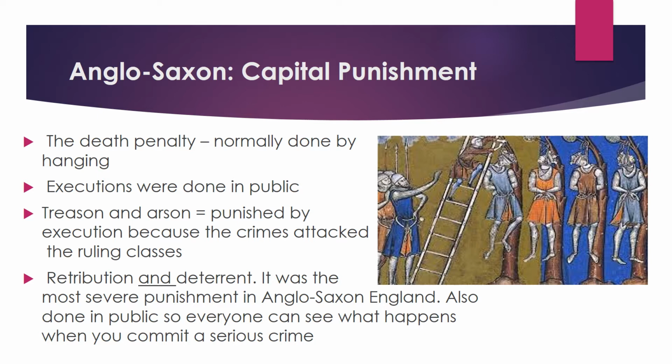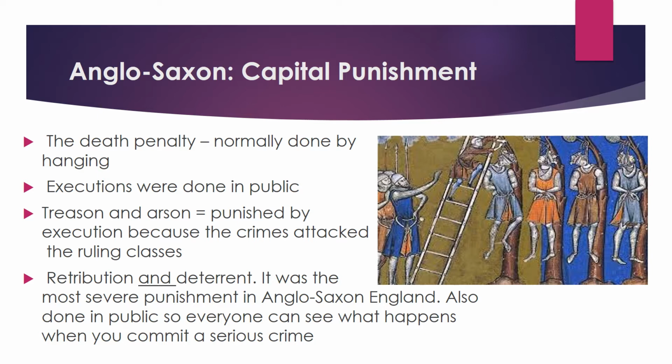The crimes that incurred the death penalty were treason, which is going against the king, and arson, which is setting fire to property. The reason why these two crimes were punished with the death penalty is because they were crimes that attacked the ruling classes. So if you were going against the king, you weren't just going against the person who's meant to rule over you on earth, you're also going against God's representative in England. And also, if you are burning down property, you are attacking the wealth of the people who are higher up than you in society. So these were seen as very severe crimes, and therefore the punishment matched the severity of the crime.